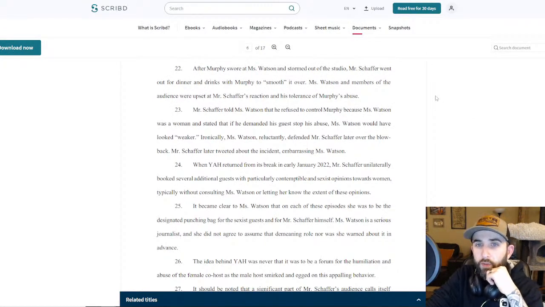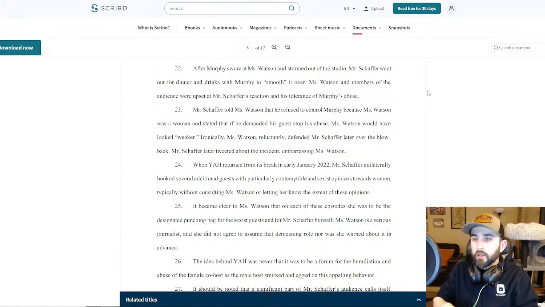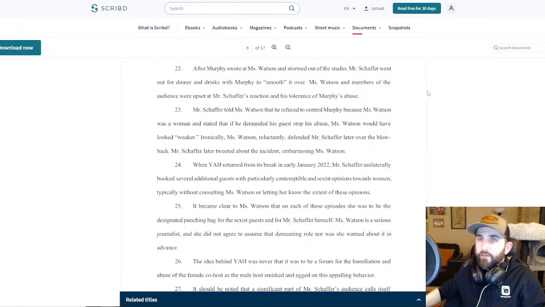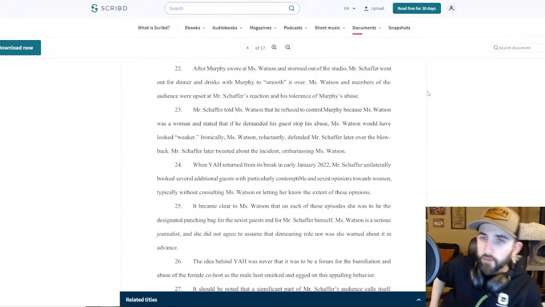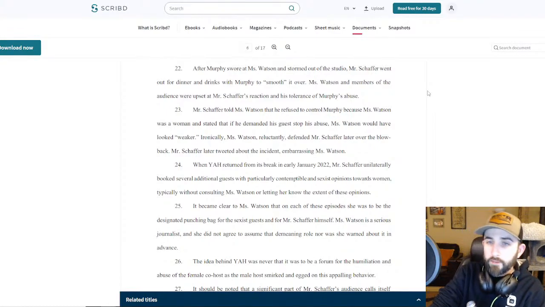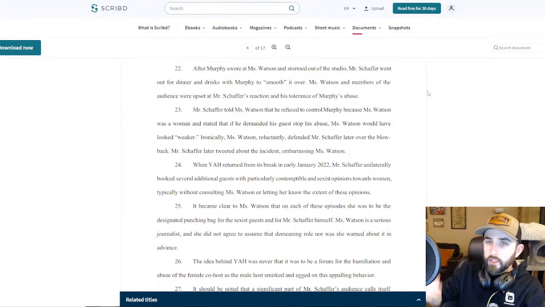After Murphy swore at Miss Watson and stormed out of the studio, Mr. Schaefer went out for drinks and dinner with Mr. Murphy to smooth it over. Miss Watson and members of the audience were upset at Mr. Schaefer's reaction and his tolerance of Murphy's abuse. Okay, so I'll say right there that doesn't mean anything. If Elijah's the host of the show and one of the guests storms off, it technically falls on him to go calm the guy down. Is it a dick move? Yeah, he should have been over there actually checking on his co-host, but clearly they weren't friends. I think what we can gather from this is Elijah Schaefer and Sydney Watson were not friends.